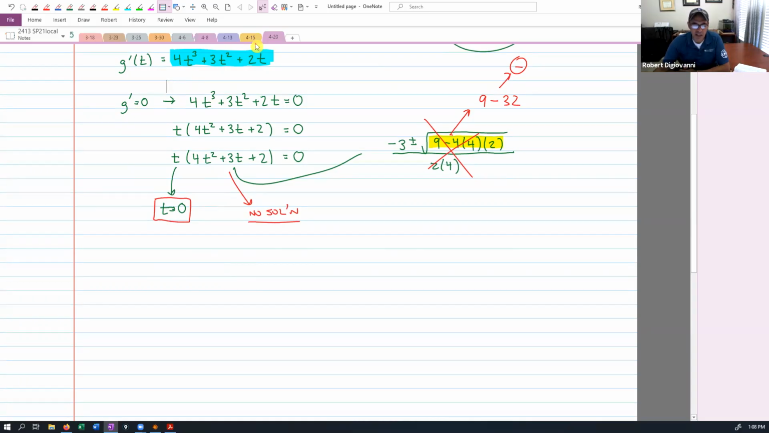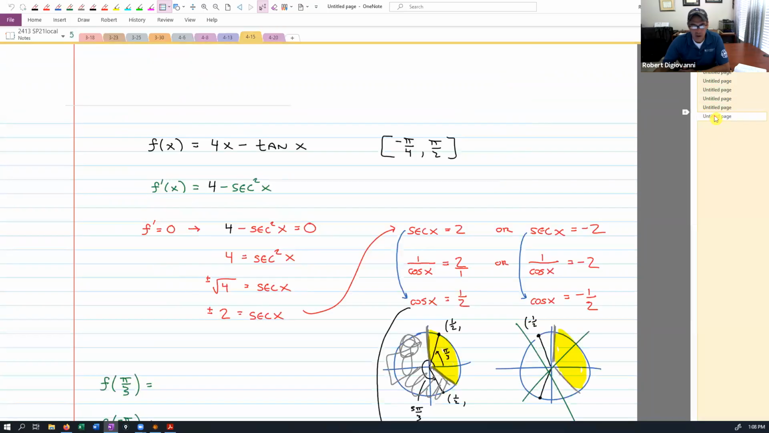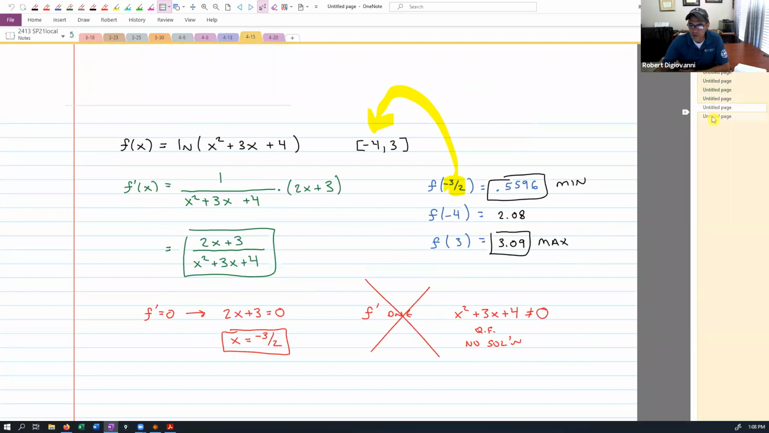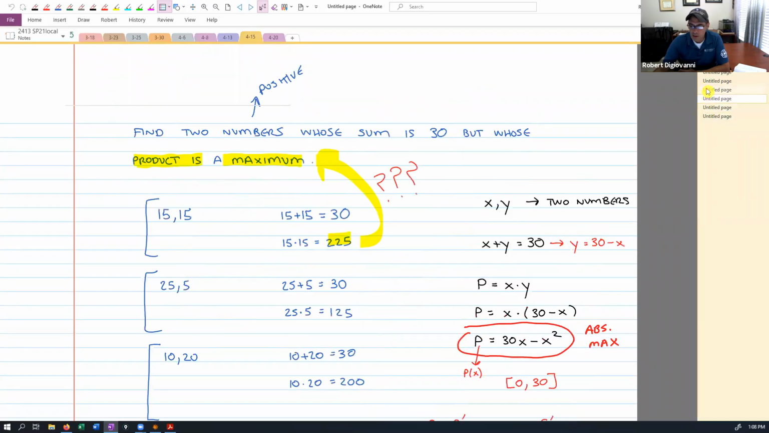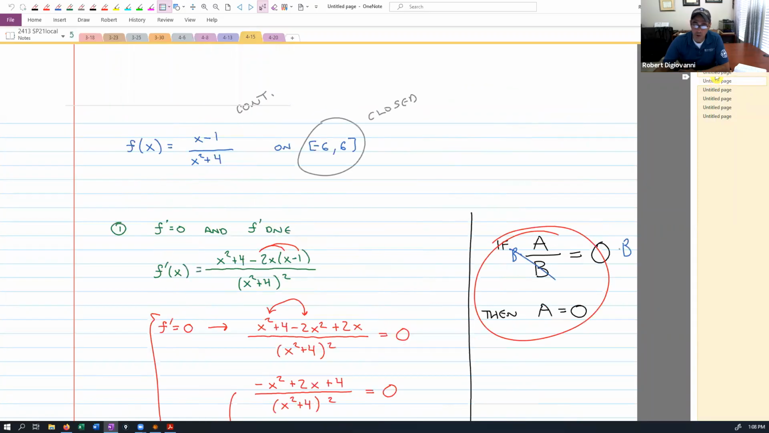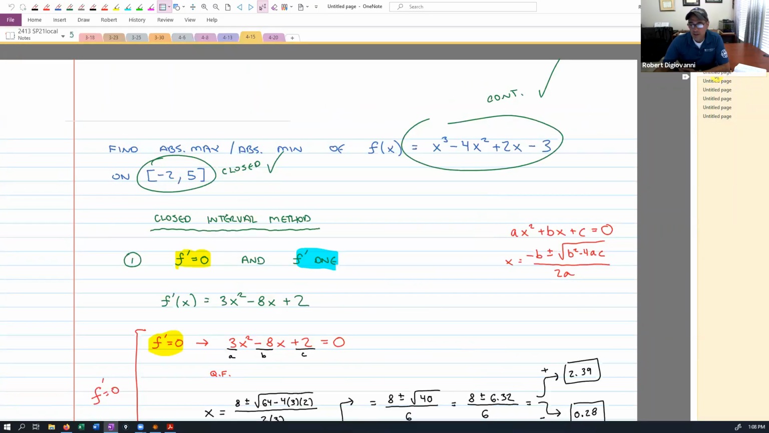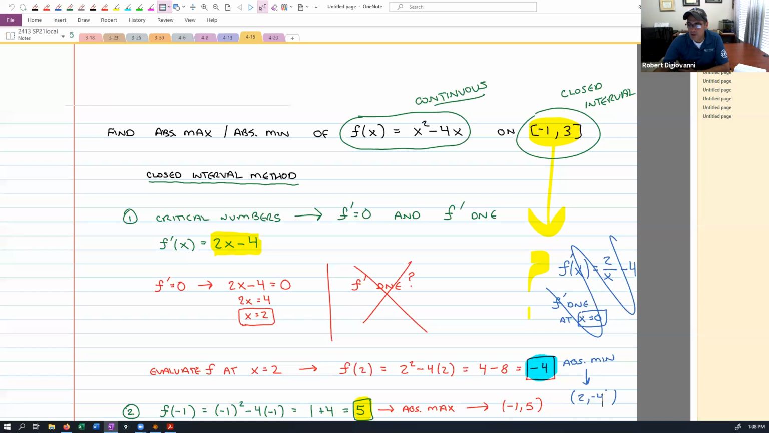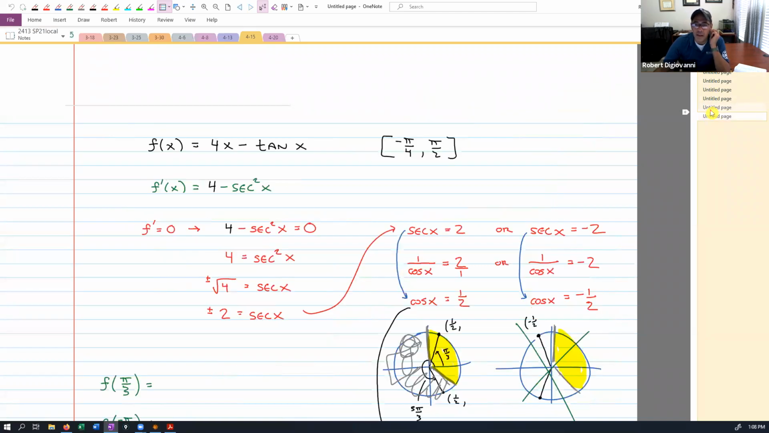Yeah, I did 7 examples last class, so I think I gave you a good mixture. Here was one with a tangent in it. Here was one with a natural log. We did one with a square root with a product rule. We did one with a quotient rule. We did a polynomial. We did another polynomial. So I think I've given you a good mix.